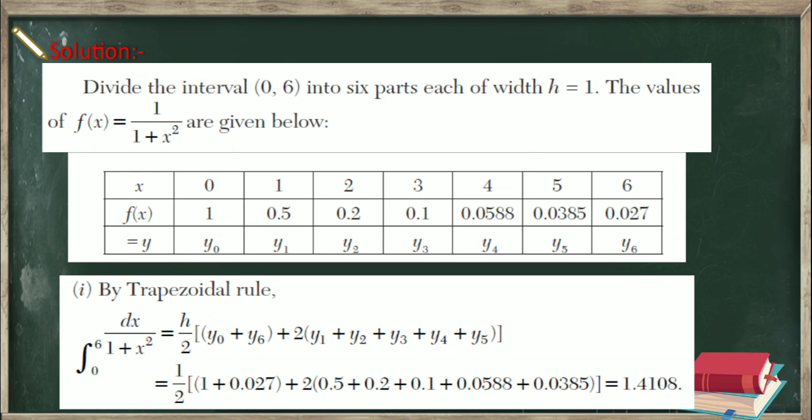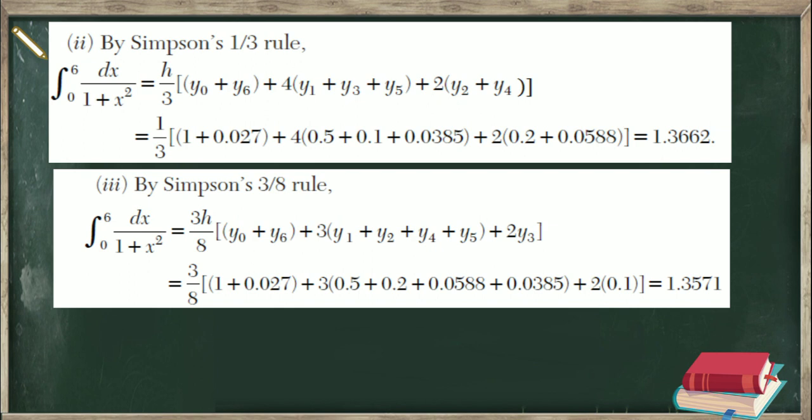Integration 0 to 6 dx upon 1 plus x square is equal to h by 2 [y0 plus y6 plus 2 times (y1 plus y2 plus y3 plus y4 plus y5)]. Substitute all these values, we get the answer 1.410 by using the trapezoidal rule. Second, use Simpson's 1/3 rule.